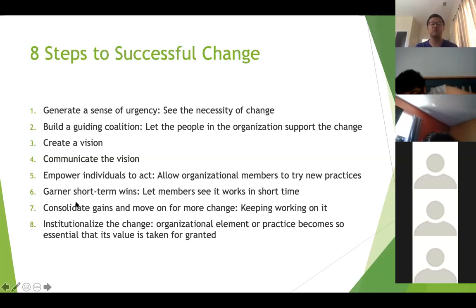Okay, the seventh one is consolidate gains and move on for more change. That means you have to keep working on the change.